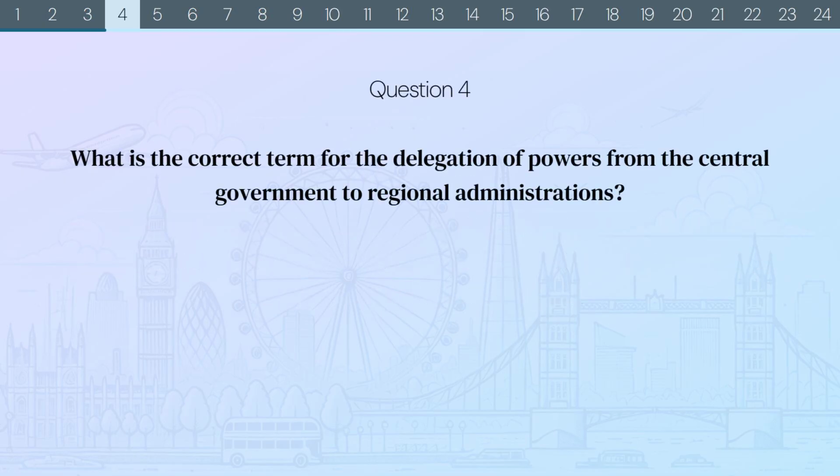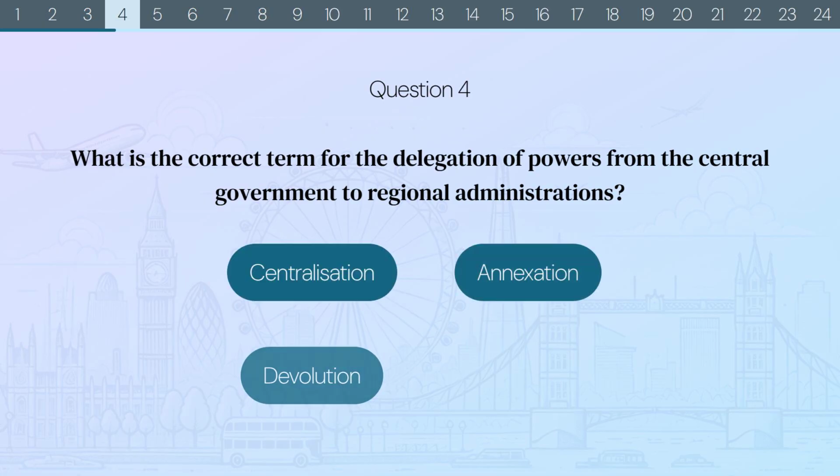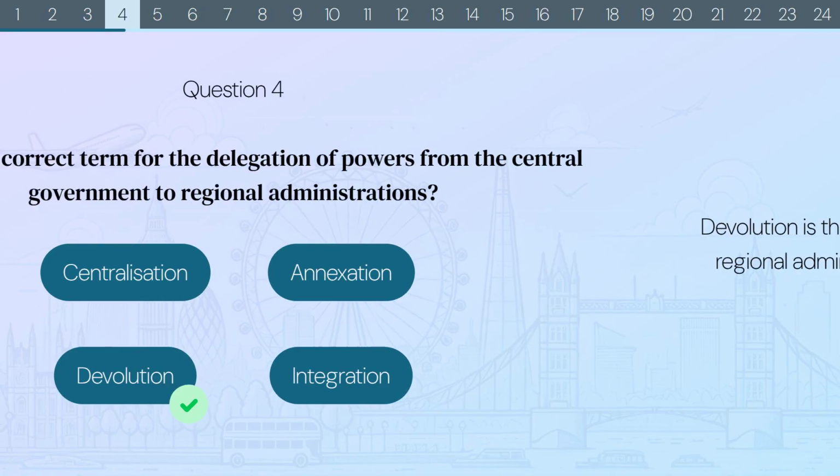Question 4. What is the correct term for the delegation of powers from the central government to regional administrations? Centralization? Annexation? Devolution? Or integration? The correct answer is devolution.